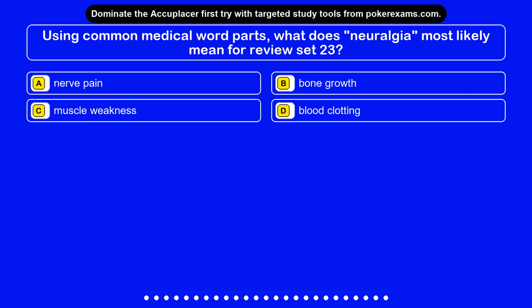Question 23. Using common medical word parts, what does neuralgia most likely mean for review set 23? Option A, nerve pain. Option B, bone growth. Option C, muscle weakness. Option D, blood clotting.